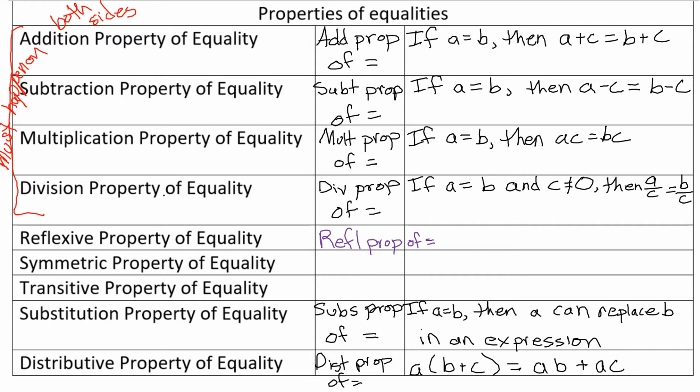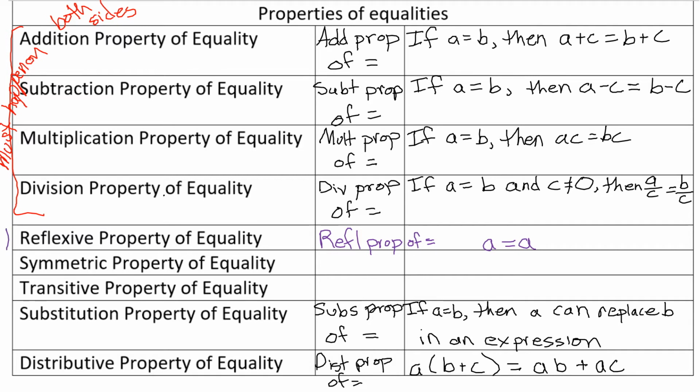Is just A equals A. So what is on the one side is the exact same thing that is on the other side. Completely the same. Notice there is one equal sign in that.